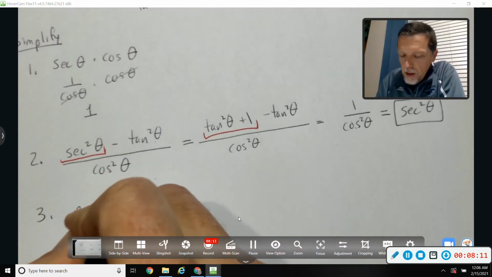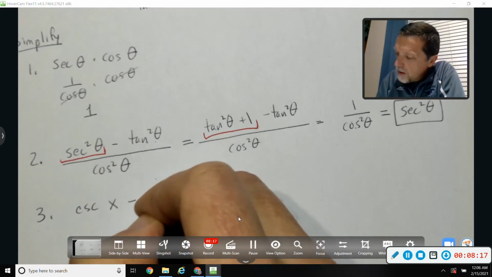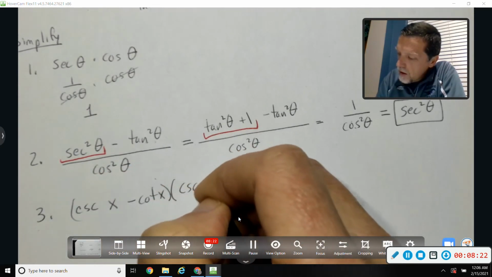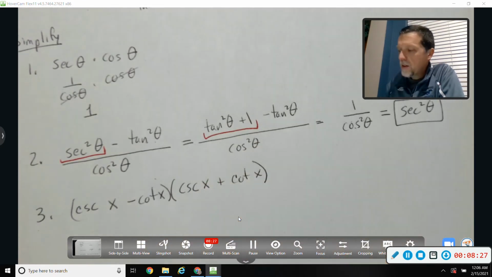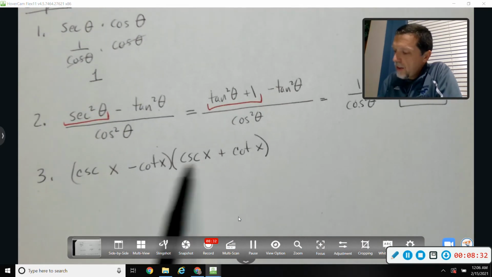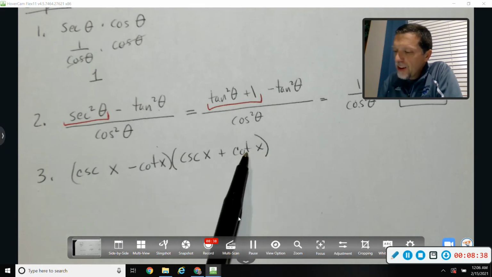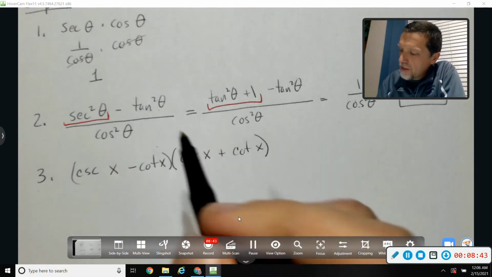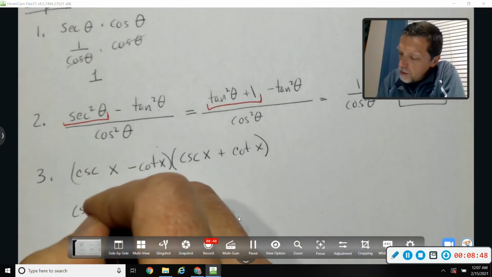Number 3, cosecant of, I'll use x this time just to mix it up, minus cotangent of x times cosecant of x plus cotangent of x. Let's see what happens when we simplify that. I could replace with sines and cosines right now, but that would make a bit of a mess. So I think what I want to do is FOIL this and see what happens. So first would be cosecant times cosecant. That's cosecant squared of x.